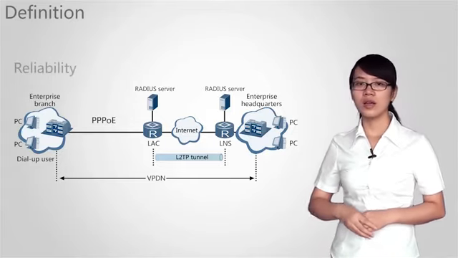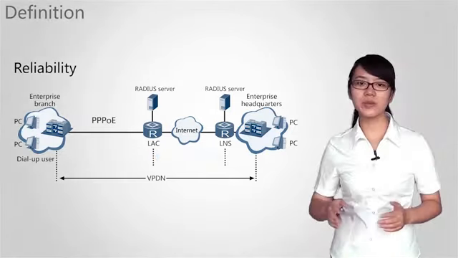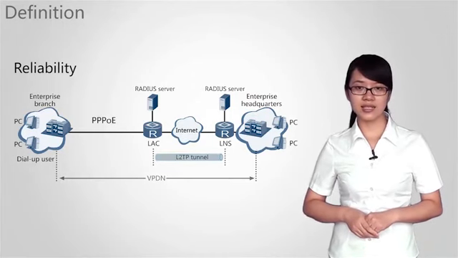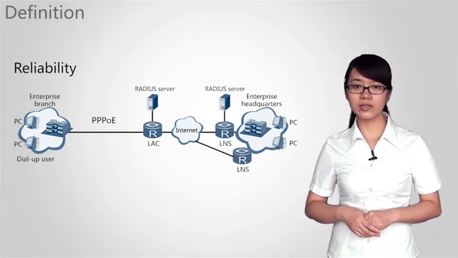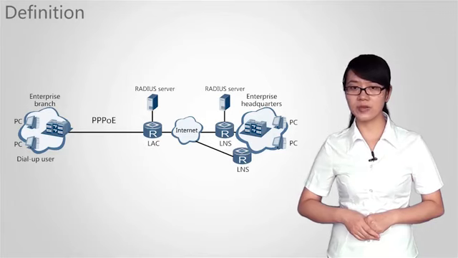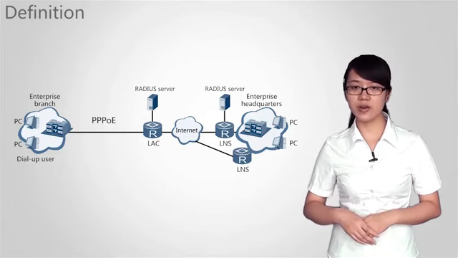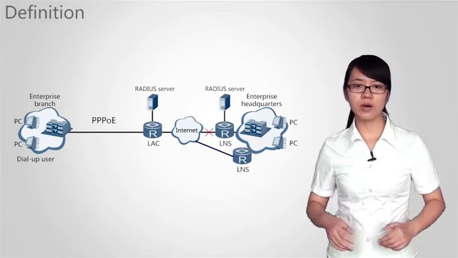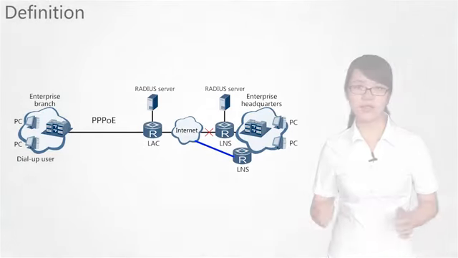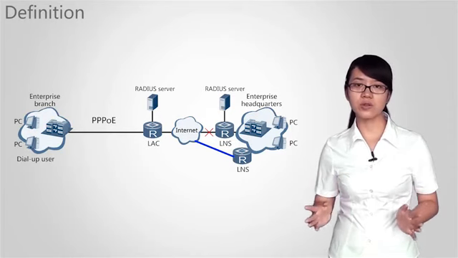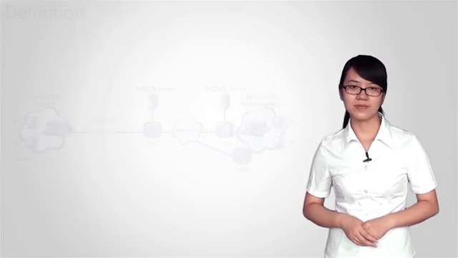And number 4. Reliability. The L2TP tunnel is established between the LAC and LNS. If there are two public interfaces on the headquarters gateway, the primary and secondary IP addresses are configured on the LAC to connect to the two interfaces. When the active interface is unreachable, the LAC will connect to the standby interface. This ensures L2TP connectivity and enables remote users to access the headquarters.